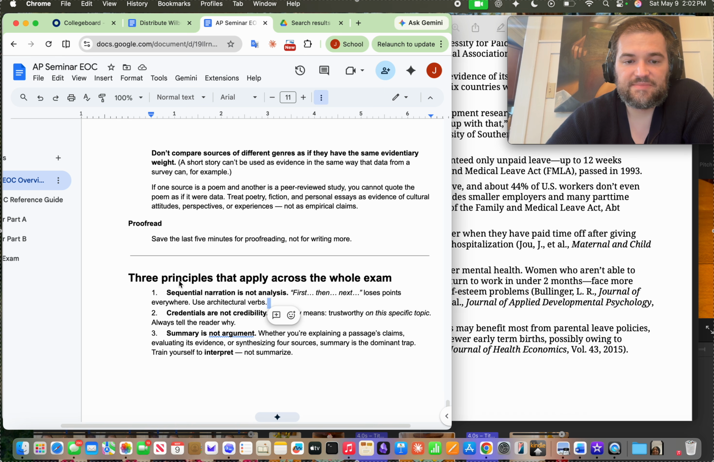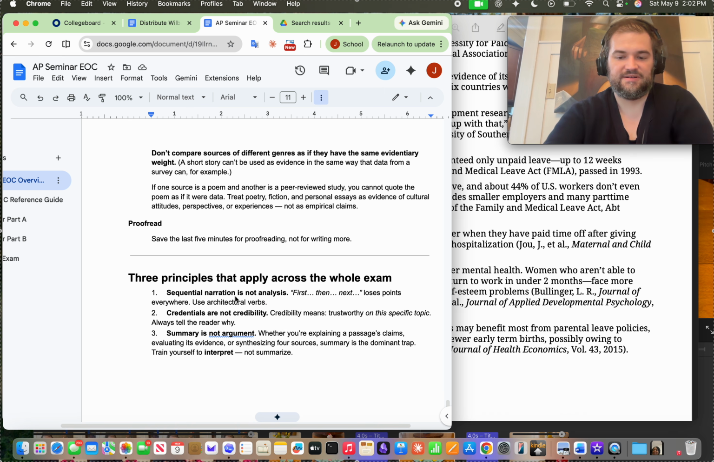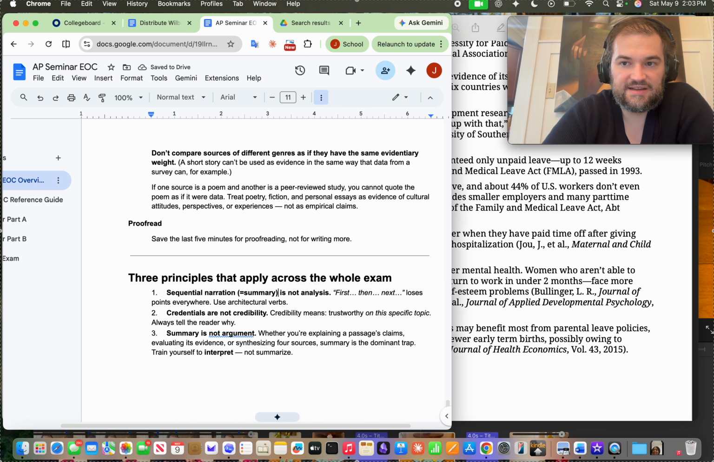These are things that apply throughout. Sequential narration, which is basically just summary, is not analysis, and loses you points everywhere. So you want functional analysis, you want argumentative analysis, or argumentation, but not summary, not like this happens, and this happens, and this happens, and this happens. Something having credentials isn't enough for it to have credibility, because the credibility has to do with the specific context also. And summary, like I said, is not an argument.